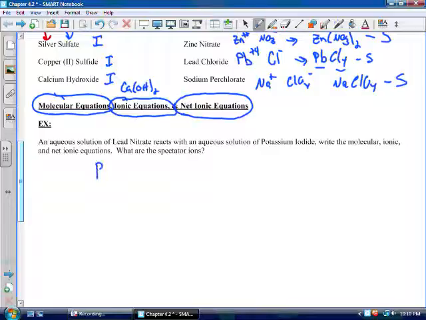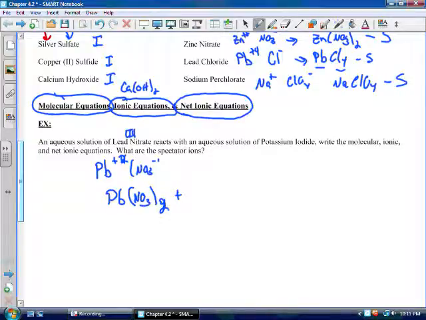First thing we do, we start with Pb, which is lead. It doesn't tell us which one, so we're going to assume that it's plus 4, lead nitrate. So Pb plus 4, NO3 is minus 1, so therefore it's Pb(NO3)4. Actually, we're going to assume that's lead 2. I just had a typo there. It's supposed to be lead 2 in there. My fault. So it's lead 2 nitrate.